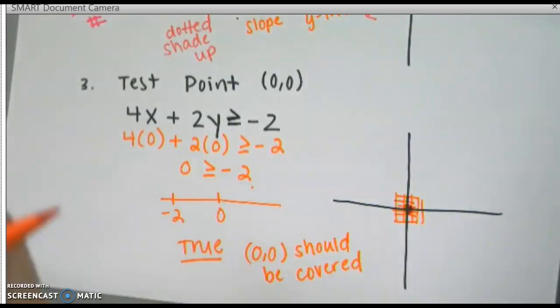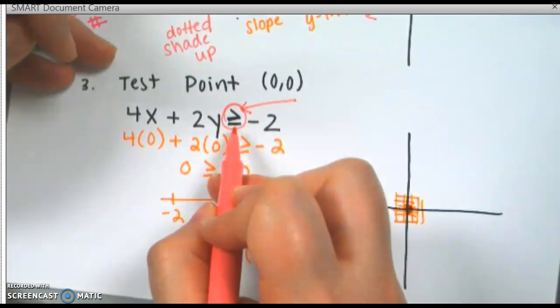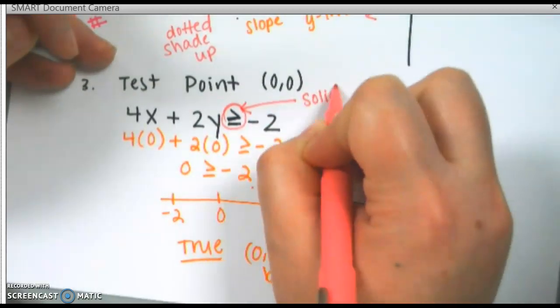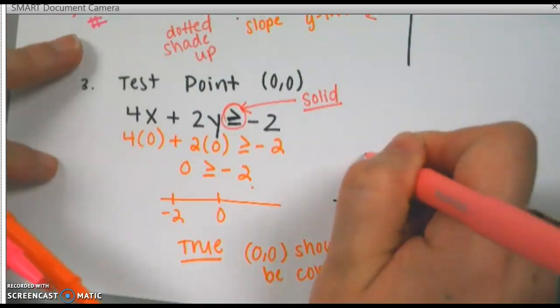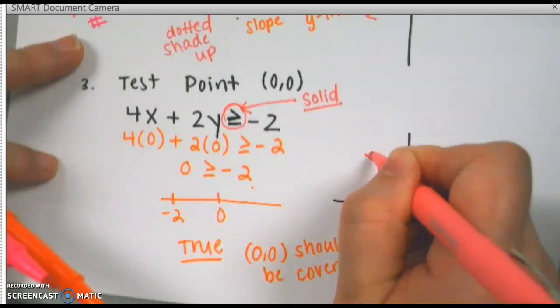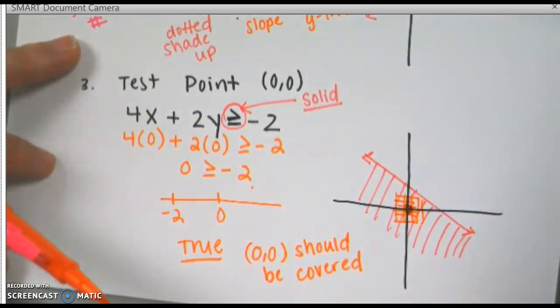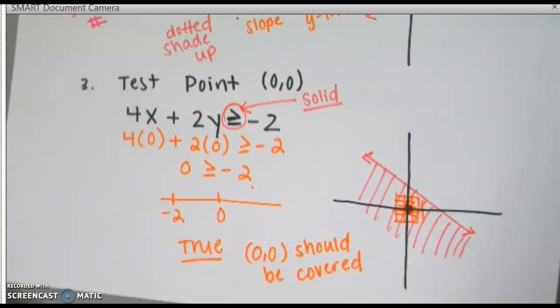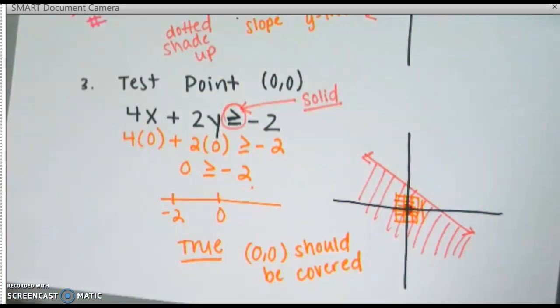The other thing that you should look at to narrow down your choices is that the symbol is one of the solid ones. So I would be looking for an answer choice that had a solid line and 0, 0 was a part of the shaded area. If you have multiple choices and that happens to be on more than one graph, then you need to pick a different test point. Pick a test point where one of them is shaded and a different answer choice is not shaded, and see which one comes out to be true or false.